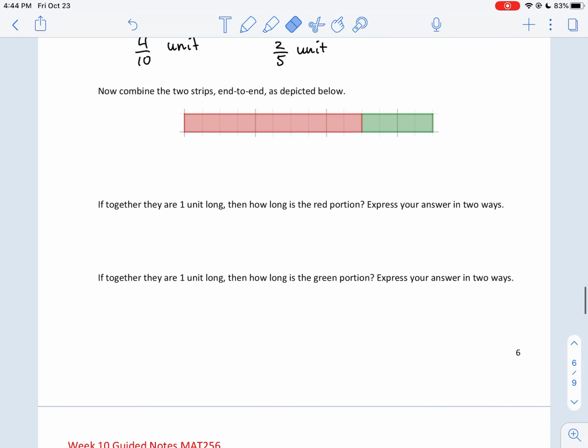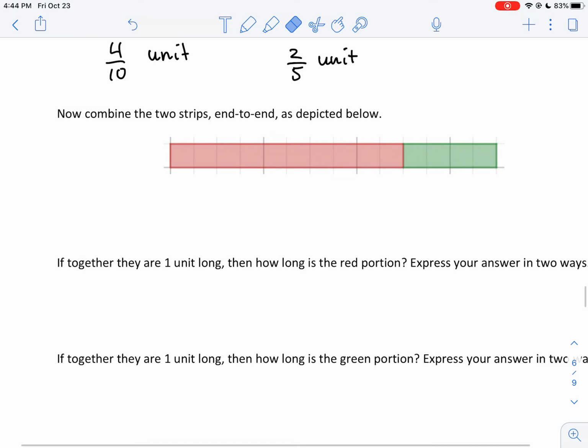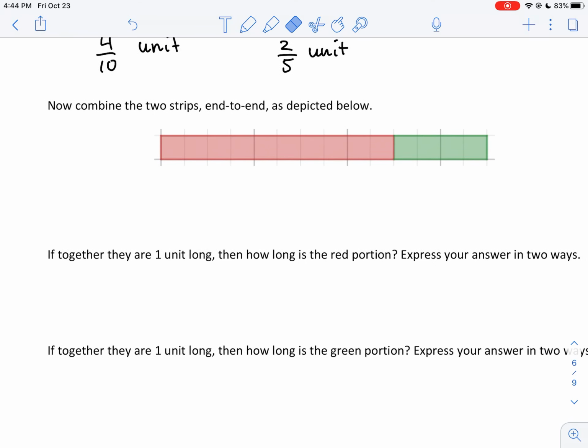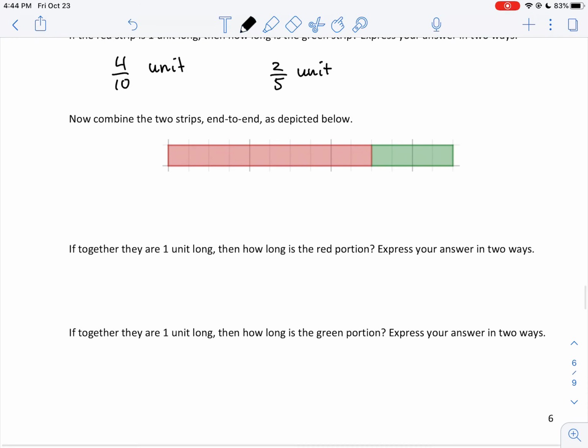Okay, now let's consider, now combine the 2 strips end to end as depicted below, so they're attached end to end. If together they are 1 unit long, then how long is the red portion? Express your answer in 2 ways. Okay, so now the 1 unit is all the way across the entire thing. So we're re-unitizing again. This is a 3rd level of unit that we're working with here.